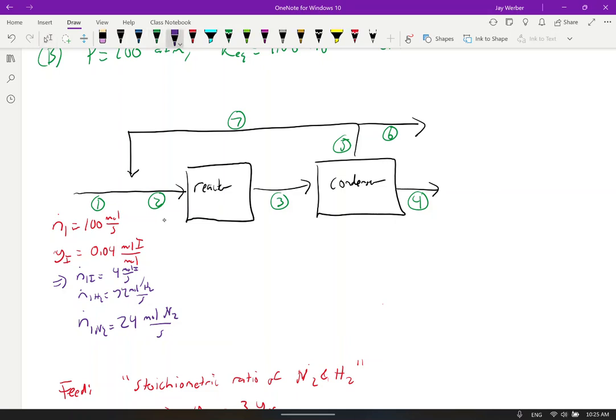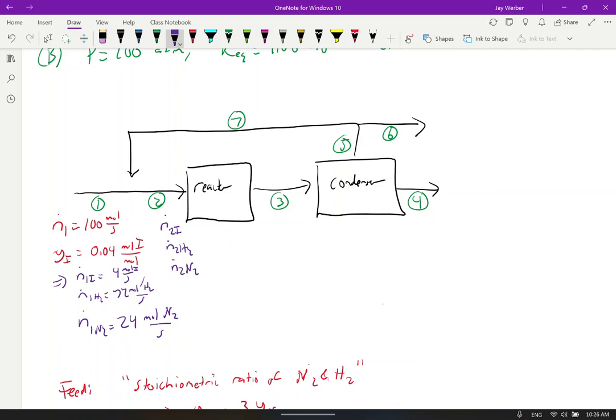So let's label stream 2. So what are we going to have here? N2I, N2H2, N2N2.